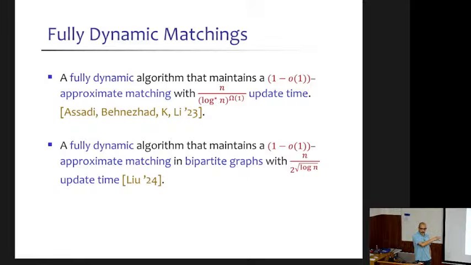And then a few months later, Yang Liu got a more substantial improvement, which is n over 2 to the root log n time. But note that neither of these goes below n by a polynomial factor, which is what we really wanted to achieve.